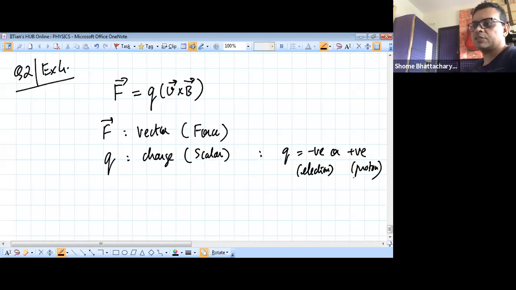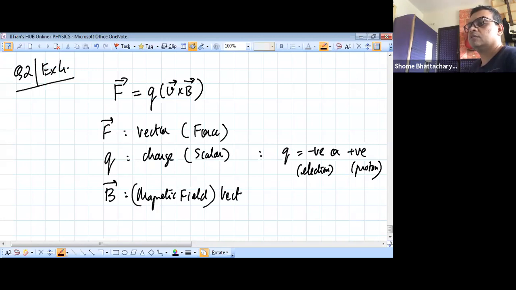So there are two fundamental types of charges, negative and positive, whereas B is the magnetic field, but we won't get into that here. The important thing is that it is also a vector quantity, and V is the velocity of the particle, which is also a vector quantity. So these three are vector quantities, whereas this one is a scalar quantity. So the relationship is given like this.